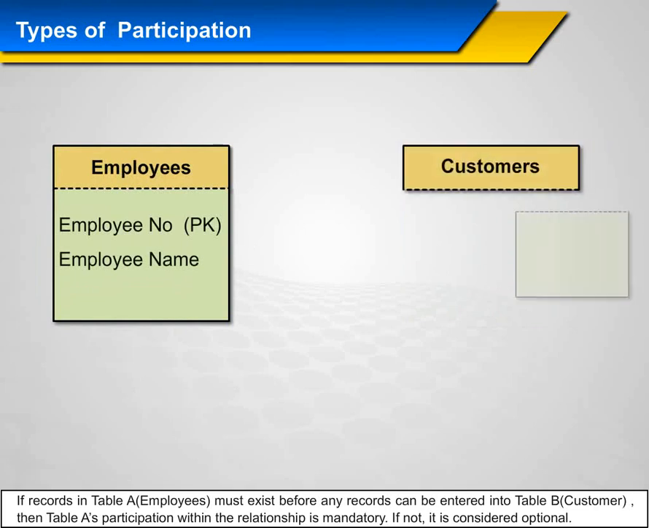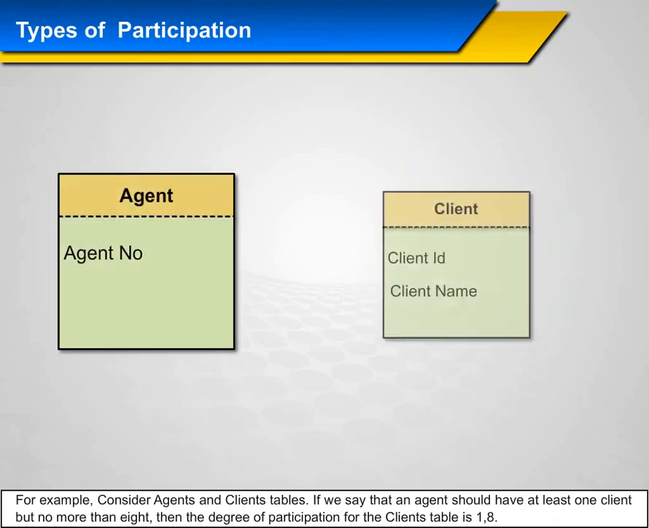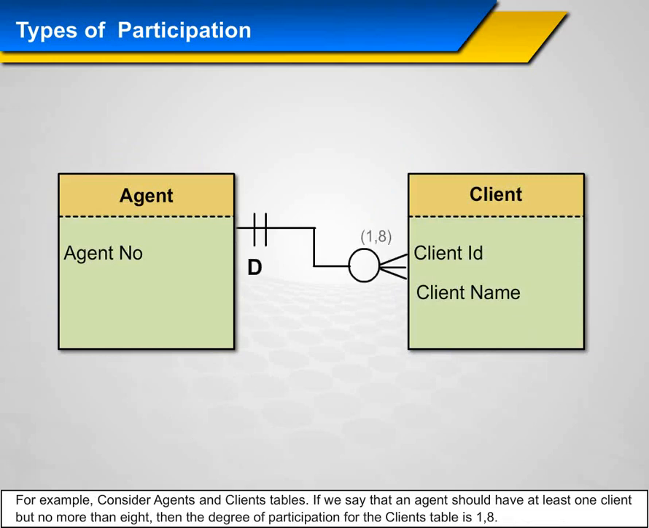If records in table A, that is employees, must exist before any records can be entered into table B, that is customer, then table A's participation within the relationship is mandatory. If not, it is considered optional. For example, consider agents and clients tables. If we say that an agent should have at least one client but not more than 8, then the degree of participation for the client table is 1,8.